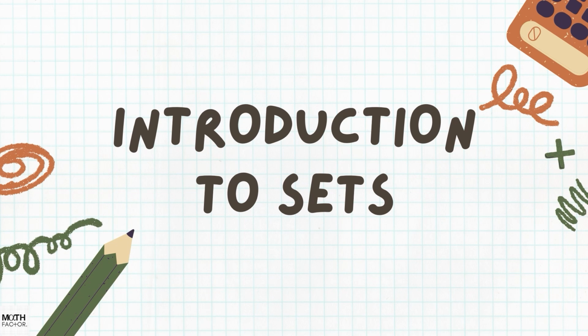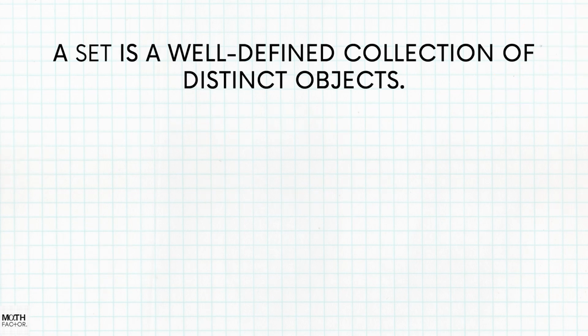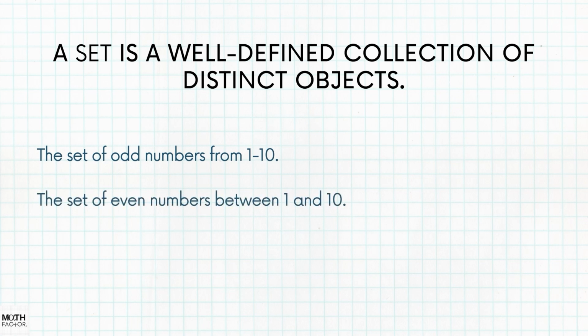To start with, let us first define a set. A set is a well-defined collection of distinct objects. The following are examples of sets. First, the set of odd numbers from 1 to 10. Second, the set of even numbers between 1 and 10. Lastly, the set of prime numbers from 1 to 20.